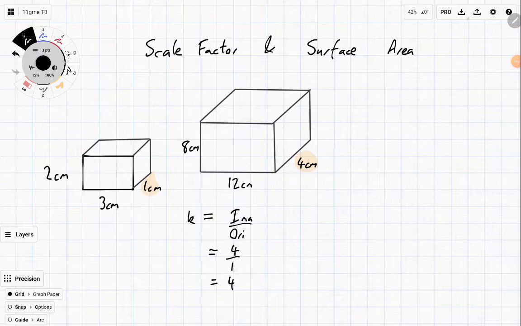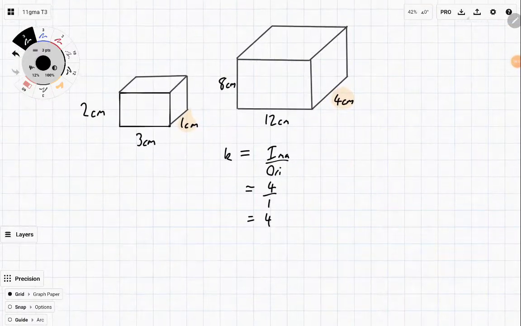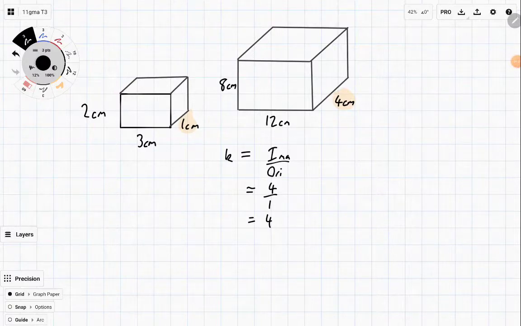Now the question is, how do we think it's going to affect the surface area of each of them? Well, our prediction should be that since area is scaled up by k squared, and surface area is basically the same but for a three-dimensional shape, it should also be scaled up by a factor of k squared. That would be our hypothesis. Let's test it and see if it works.